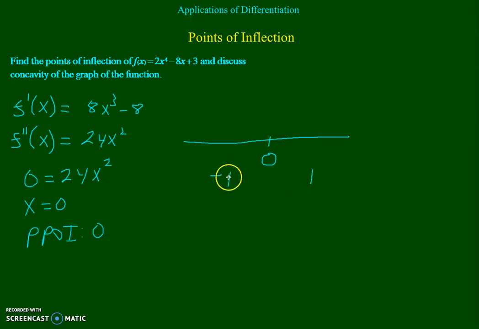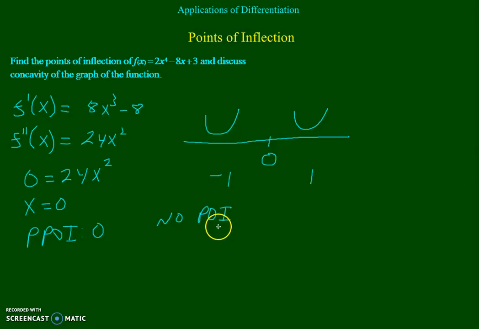When we take a -1 and put it in here, -1 squared is 1, 24 times 1 is positive, so that's concave up. And when we put a 1 in, 1 squared is 1 times 24, concave up. So as we can see, even though we had a potential point of inflection here, concavity did not change at that point, and therefore this is not a point of inflection. So we have no points of inflection in this function.